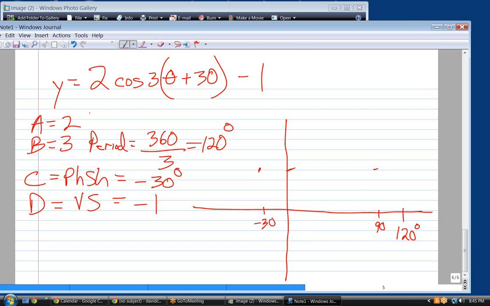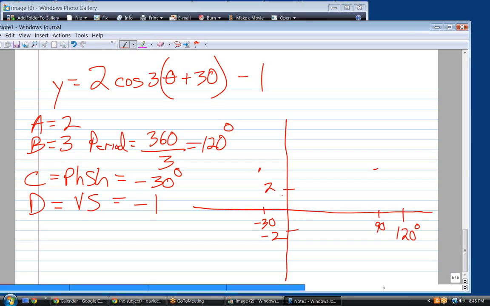Well, this 2 means that instead of going from 1 to minus 1, I've got to go from 2 to minus 2. So let's put minus 2 there. Now let me do this differently. I need more room. Let's call that 2 and this minus 2.